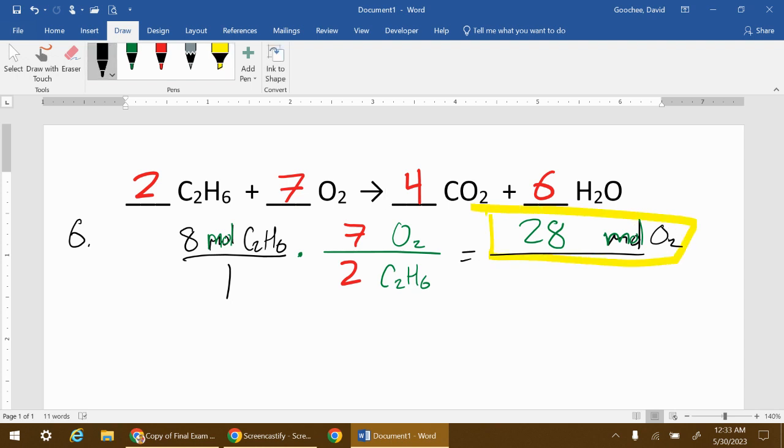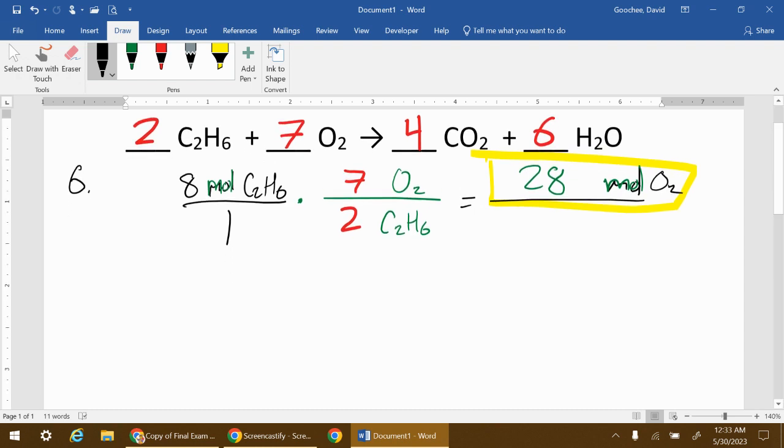That was just a mole to mole conversion. Students often get these wrong, however, because they're thinking every conversion has to be 3 steps. All right, like the next one. All right, question number 7.